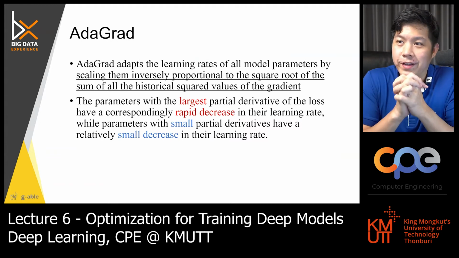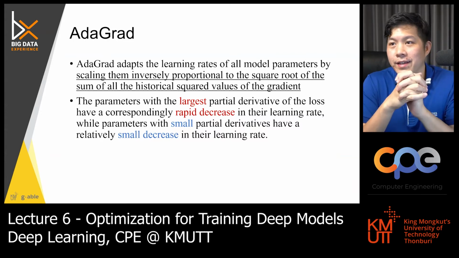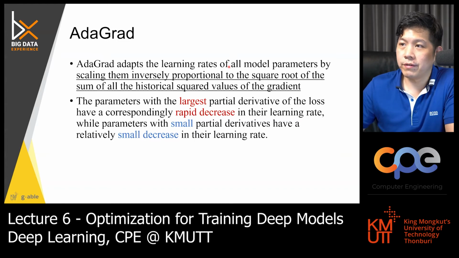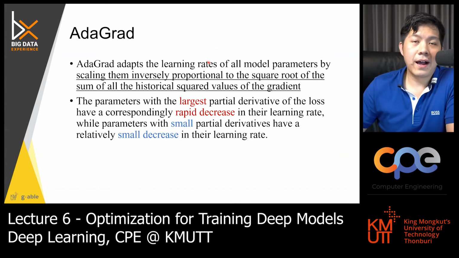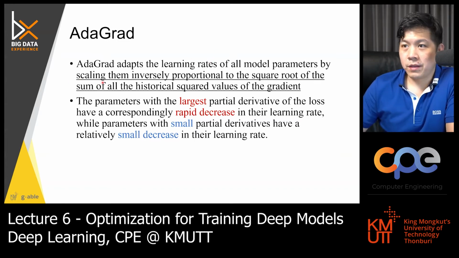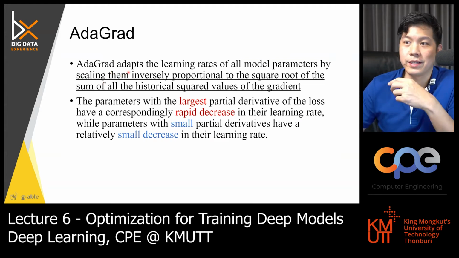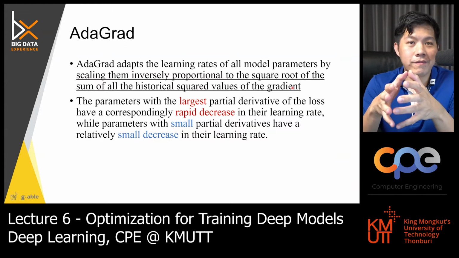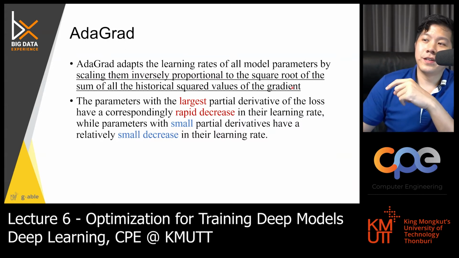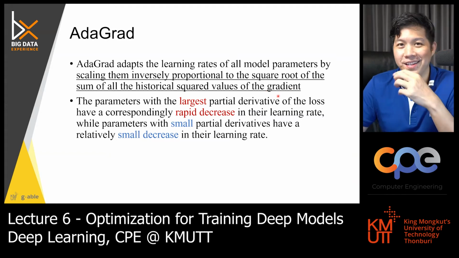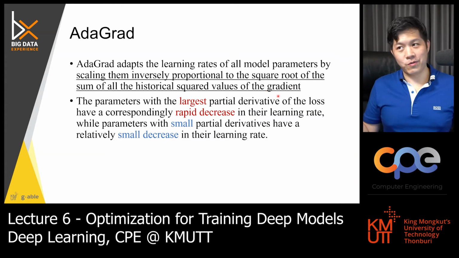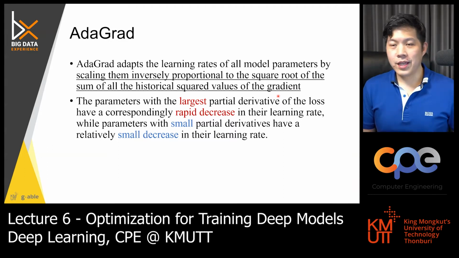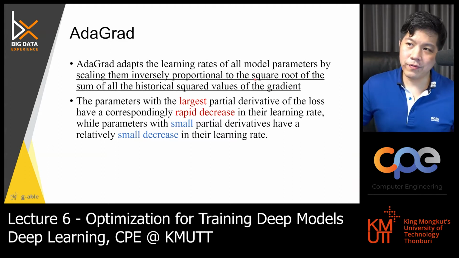Okay, where are we? Right, ADA-grad. ADA-grad adapts the learning rate. It will change the learning rate of the model by scaling it with a certain strategy, inversely proportional to the square root of the sum of all squared values of the gradient. I know the explanation is quite long here, but it's quite straightforward.